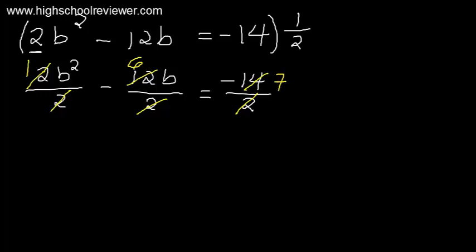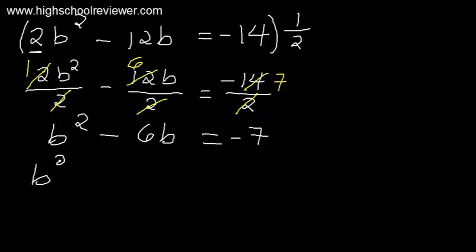Okay, so we have here 1 multiplied by b squared. This will give us positive b squared minus 6 times b, that is 6b, equals negative 7. Okay, we now have no numerical coefficient on the first term. We can now proceed on completing the squares. We have here b squared minus 6b.